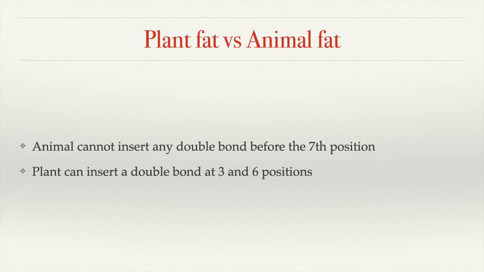Plant fat versus animal fats. Animals cannot insert any double bonds before the 7th position. Plants can insert a double bond at the 3 and the 6 position. That's why we call them omega-3 and omega-6. These are called essential fatty acids because we have to get them from a plant source or from an animal source that originally got them from a plant source. The animals themselves cannot make these fatty acids, and they must originally come from a plant source.